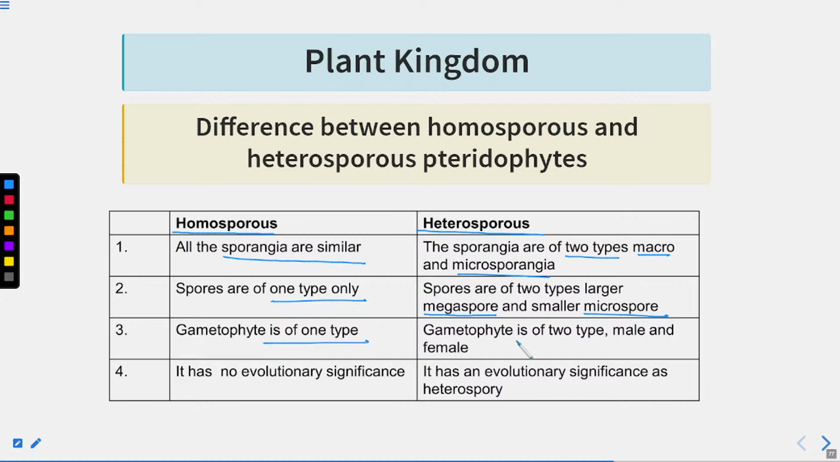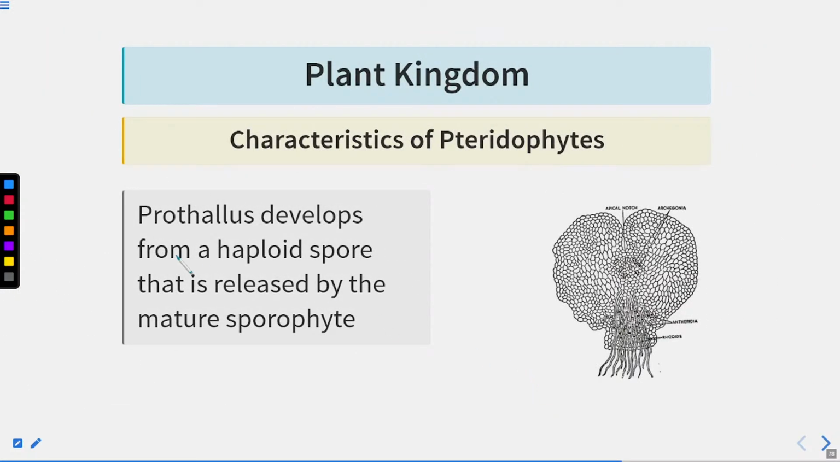Gametophyte is one type, and here the gametophyte is of two types, that is male and female. It has no evolutionary significance, and here the evolutionary significance is heterospory. So here you can see when this megaspore or microspore germinates, it gives rise to a thallus-like structure. This is called prothallus, and prothallus develops from a haploid spore that is released by the mature sporophyte.